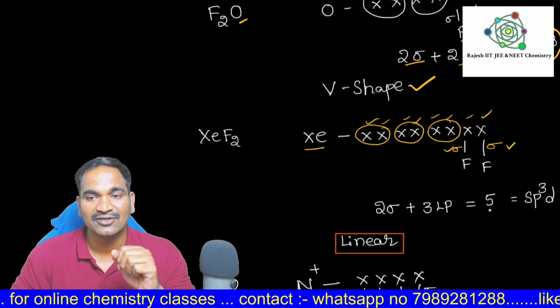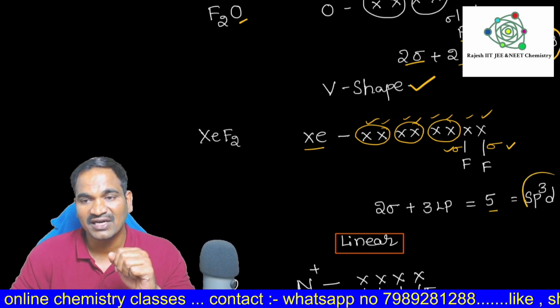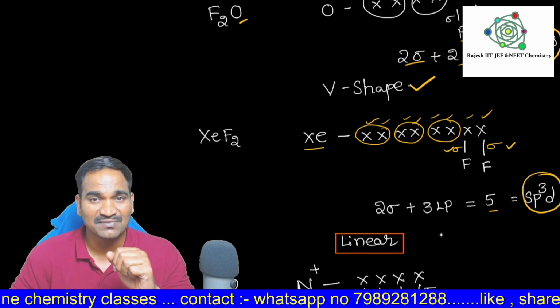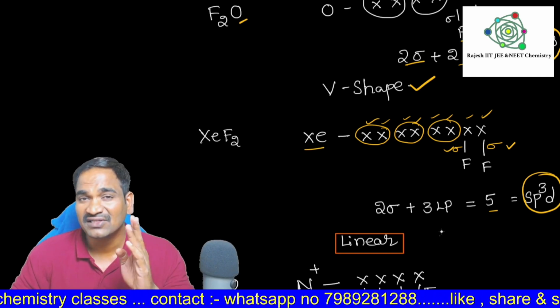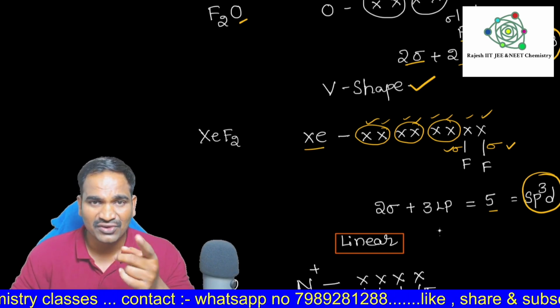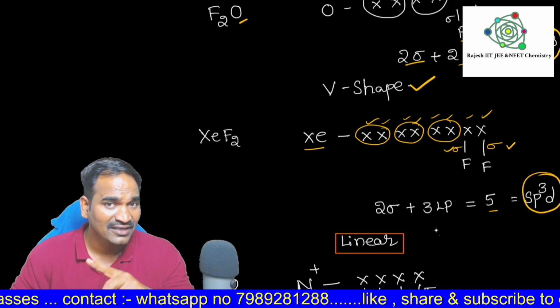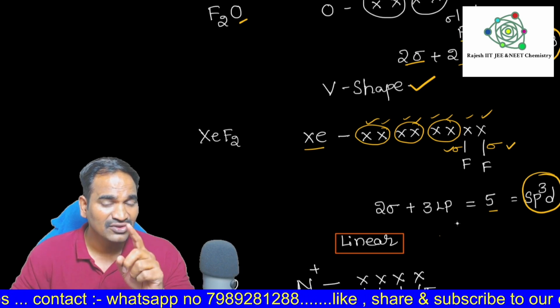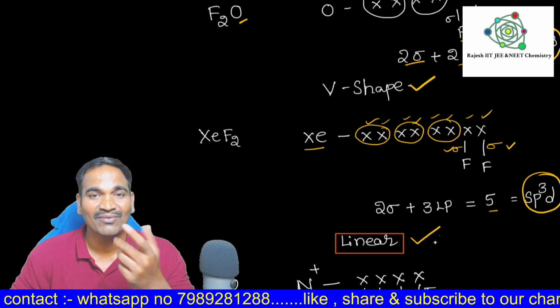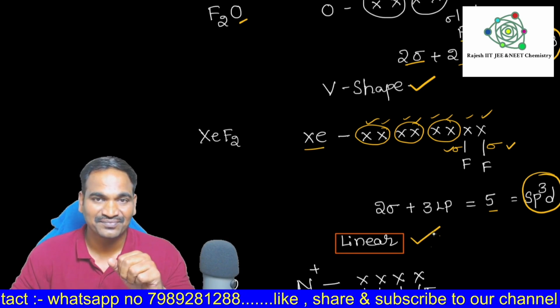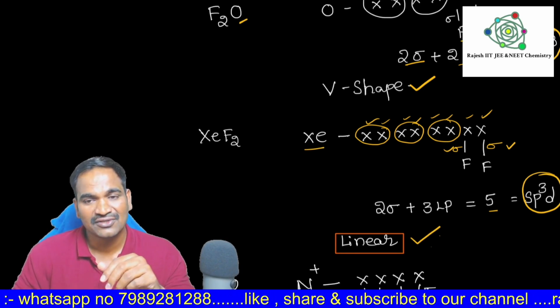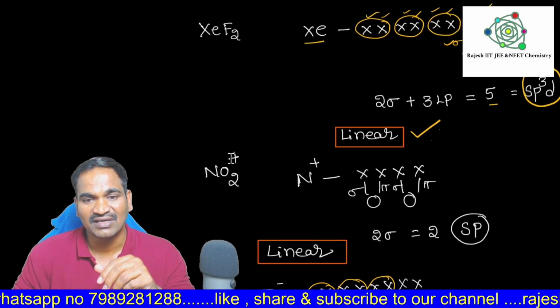If you take its geometry, first you have to have an idea about the hybridization. 2 plus 3, total 5. Its hybridization is sp3d. Even though it is showing sp3d, it has 3 lone pairs and 2 bond pairs. So therefore it shows what? Linear. Have you got it?